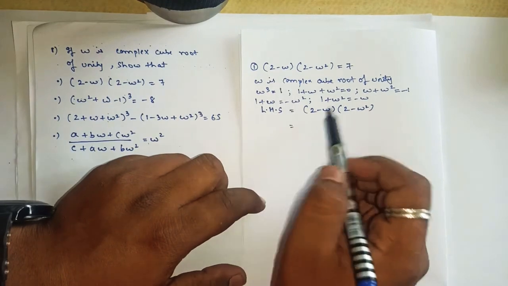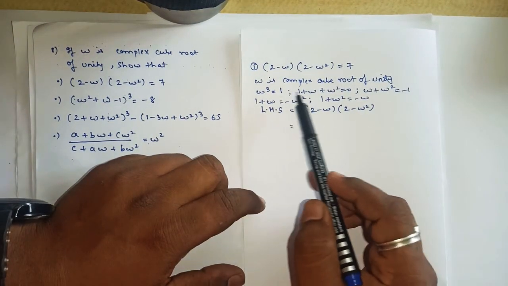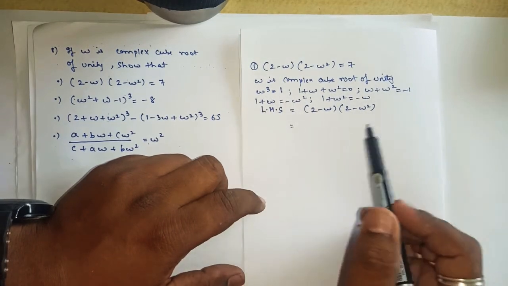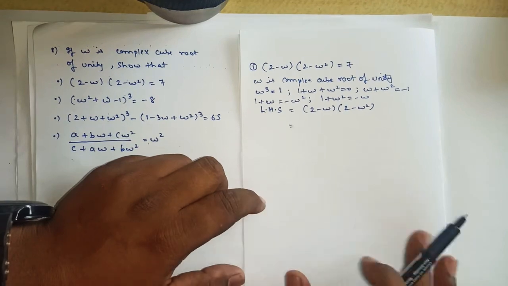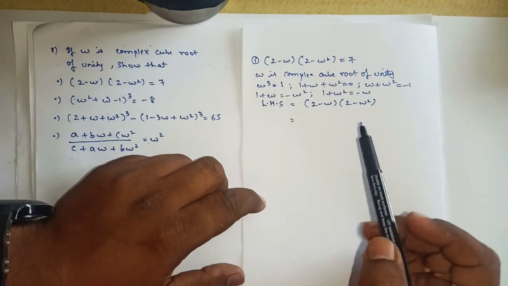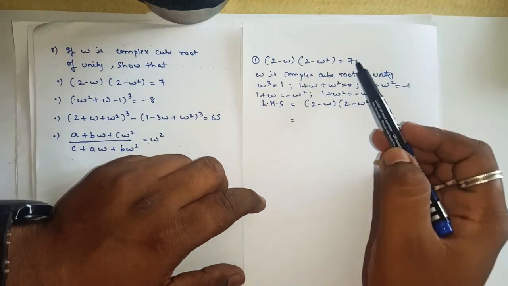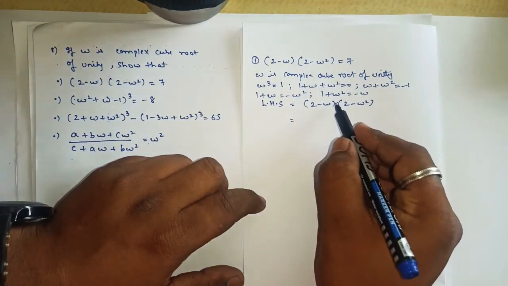Okay, so we took the left hand side. As clearly we can see that 2 minus w we cannot see anywhere in the formula section, and even 2 minus w square also. So we have to think differently, so that we must get this 7 in the last step. So here the connection is what?